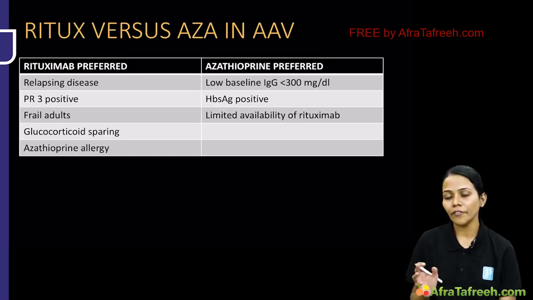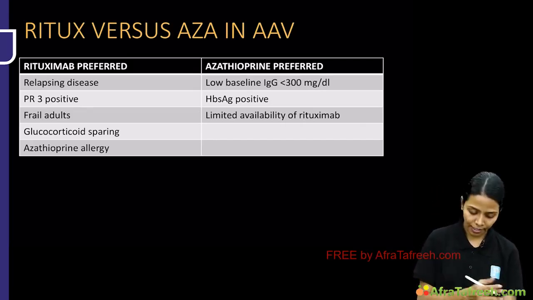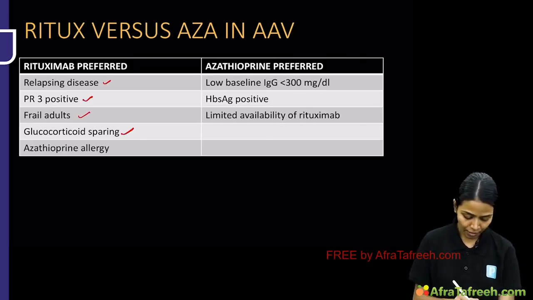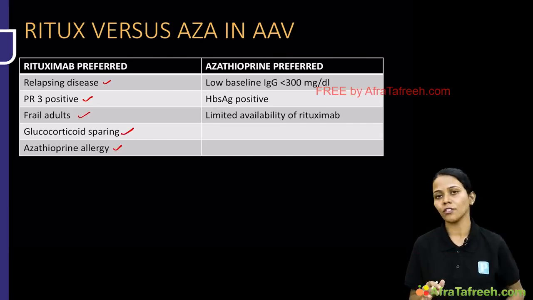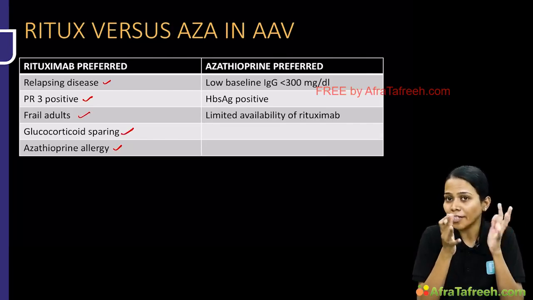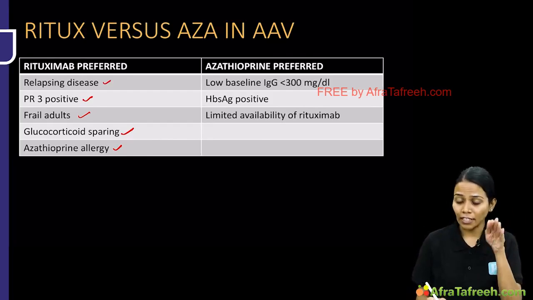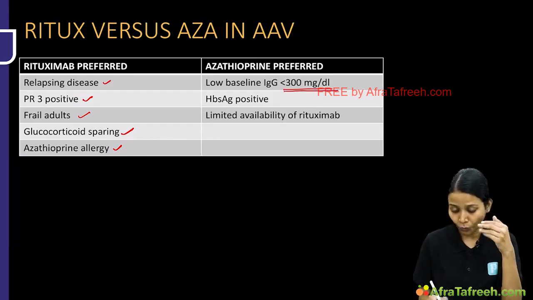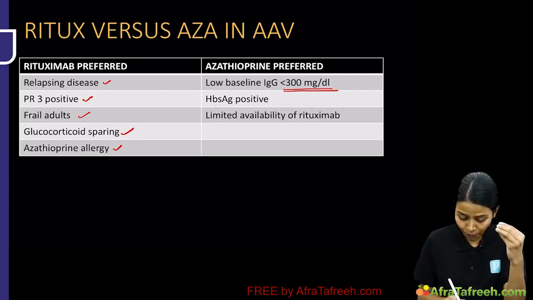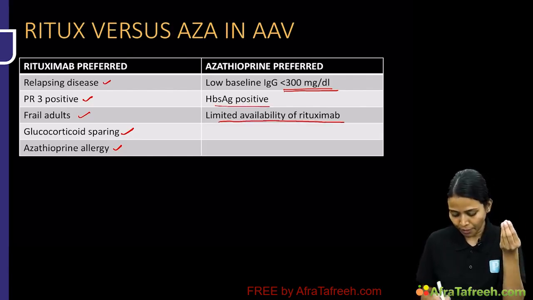Okay. Now, in which patient should we use rituximab, and in which patient should you use AZA? So rituximab, like in induction, if it is a relapsing disease with a PR3 positive patient, frail adult, glucocorticoid sparing, or azathioprine allergy. So all these are the things that will help us in choosing rituximab. This is like what we read in induction, in which conditions we use rituximab. Azathioprine is preferred when the IgG level is already low at baseline, so you don't want to further immunosuppress the patient with rituximab and further worsen their immunity, or HBsAg positive, which can lead to relapse of the disease, or limited availability of rituximab.